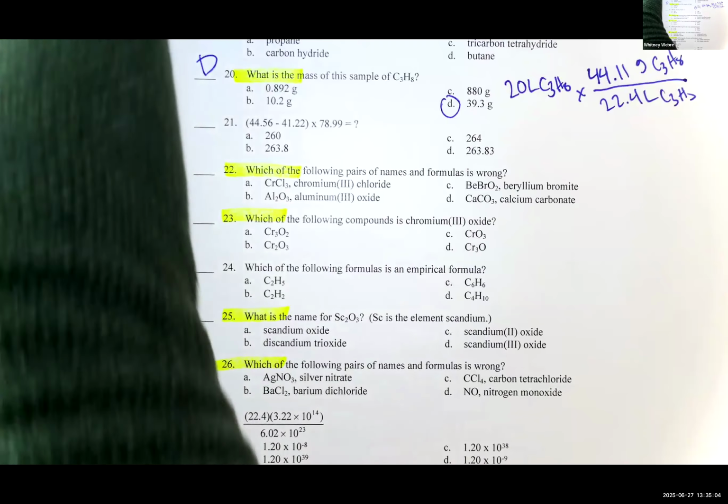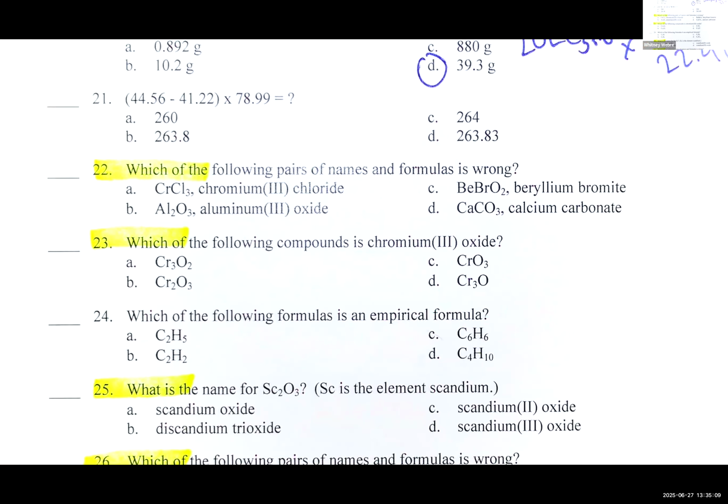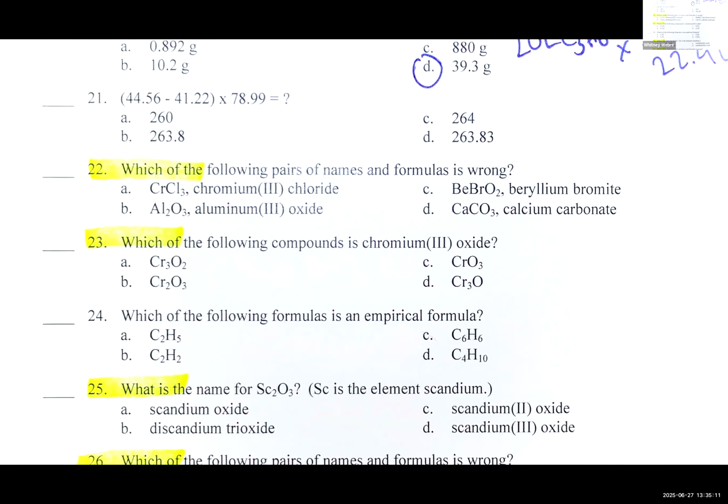Number 22. Which of the following pairs of names is incorrect?